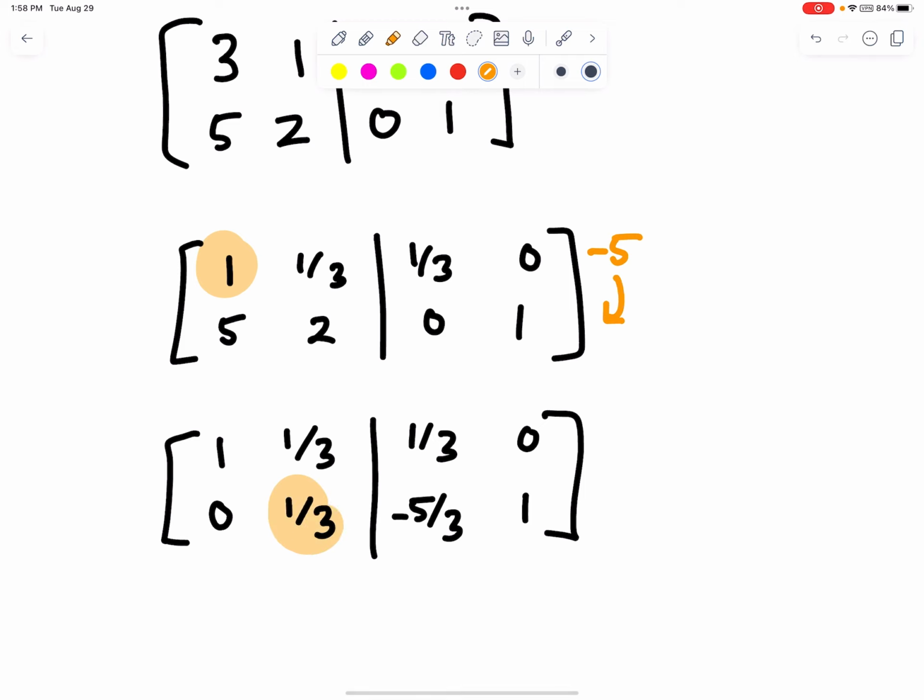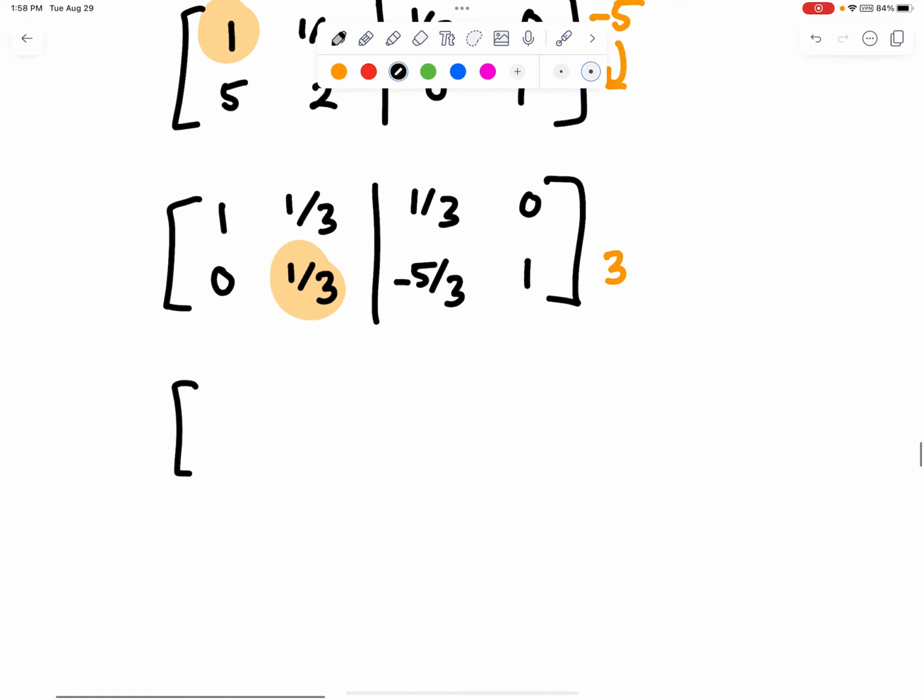Okay, my next goal is to make this entry here a 1. I'm going to do this pretty easily by just tripling the bottom row. All right, so this does not change the top row. We have 1, 1/3, 1/3, 0. And now triple the bottom row. So it gives me a 1, a -5, and a 3.